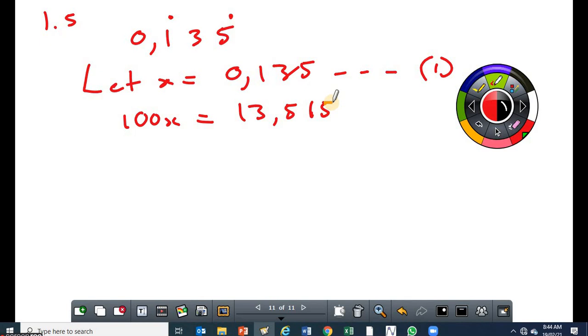So when I multiply the first equation by 100, the 1 and the 3 move to the left-hand side of the comma. This 5 takes the position of the 1. Then the 1 and the 5 that are there will move to the left. Then you need to do a subtraction. So this gives you 99x is equal to, now if you do a subtraction here, what do you get? 13, comma what?